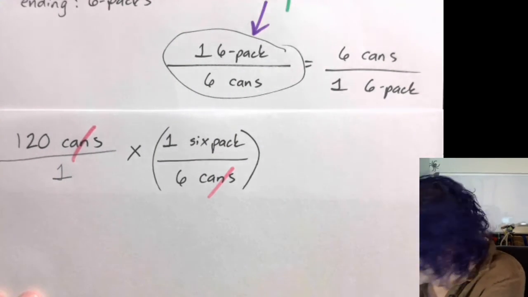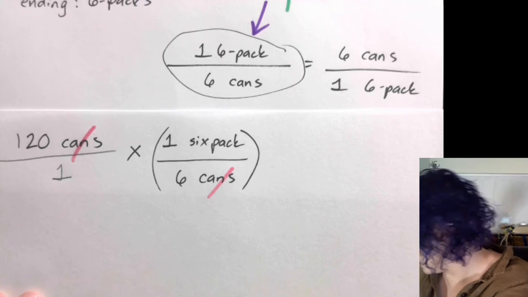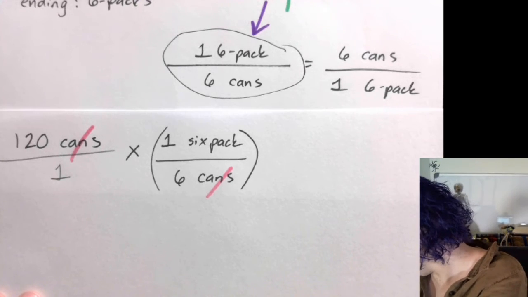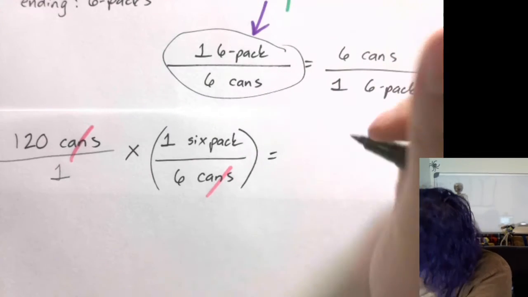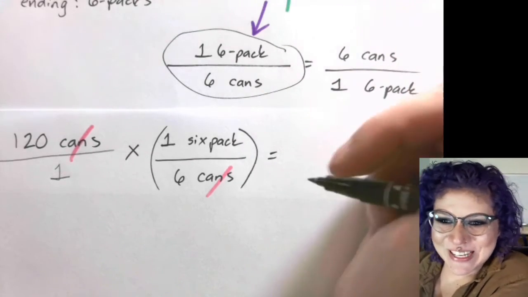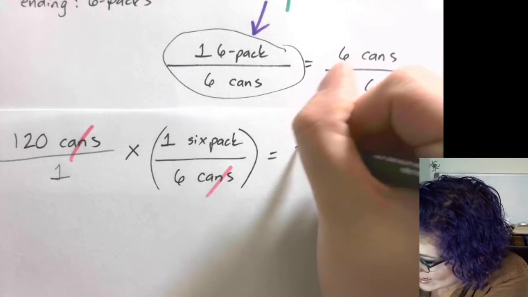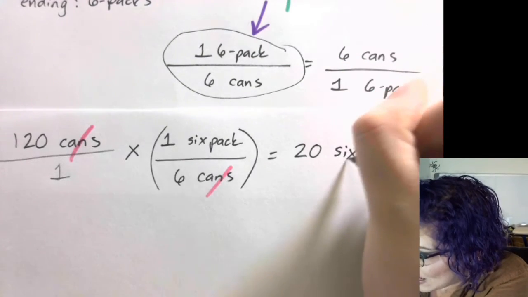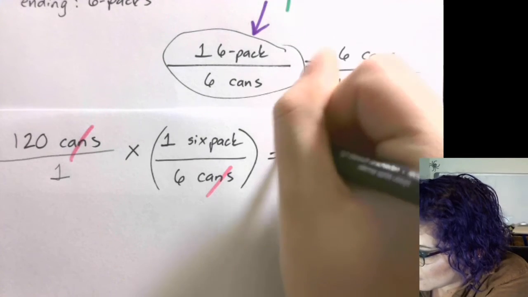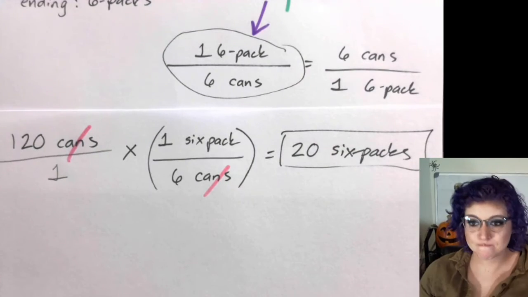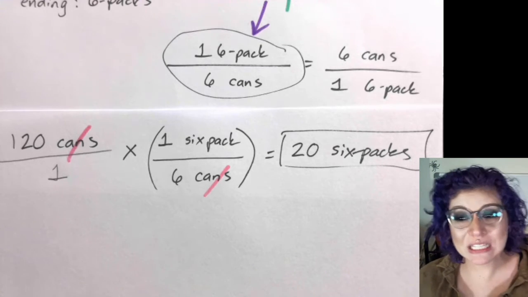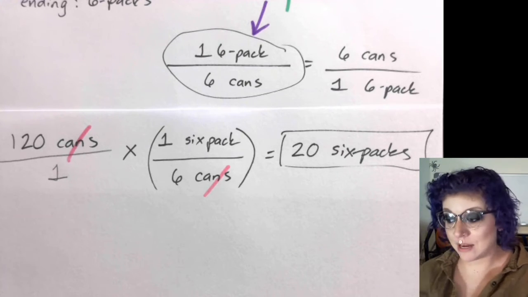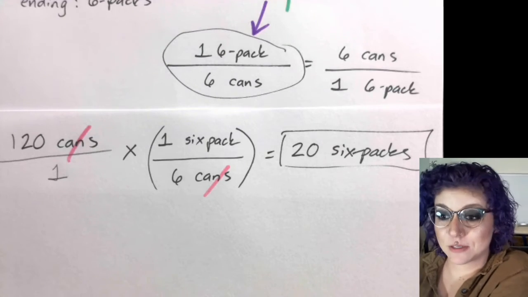So 120 divided by 6 is, how many is that? 20. There we go. Algebra. 20 6-packs. This was a much more conceptual example. Let's look at a more scientific example next.